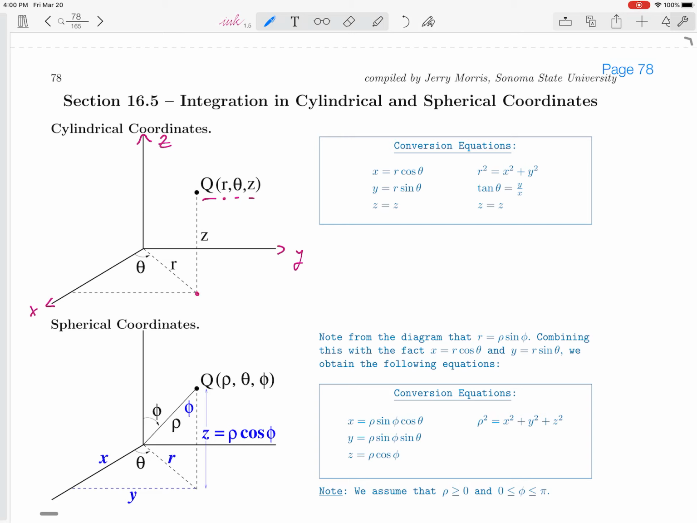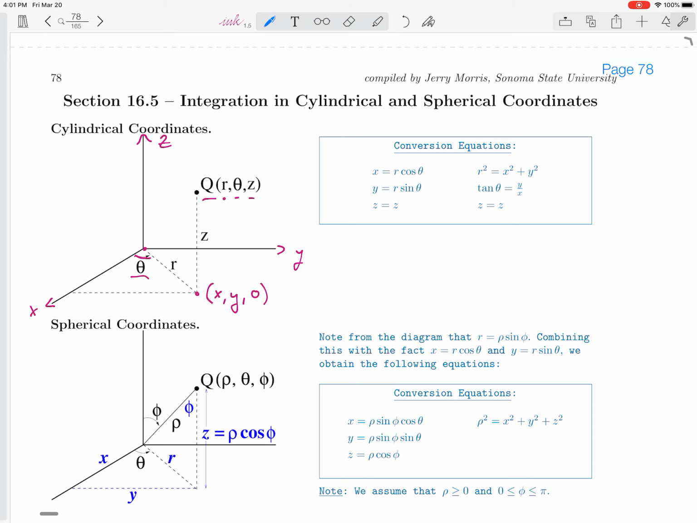So down here in the xy plane, right below the point Q would be the point x, y, and 0, since the z-coordinate is 0, but x and y are the same as they are in Q. And so r is the distance from the origin to this point with coordinates x, y, 0, and theta is the angle between the positive x-axis and this line connecting the origin to the point x, y, 0.